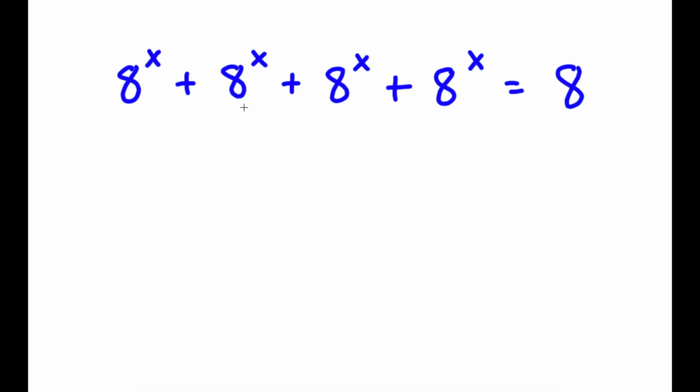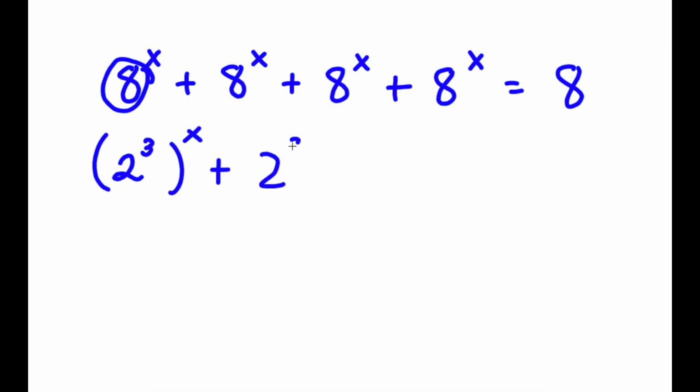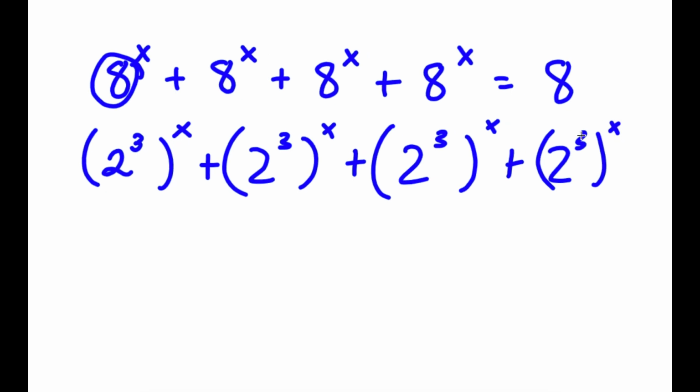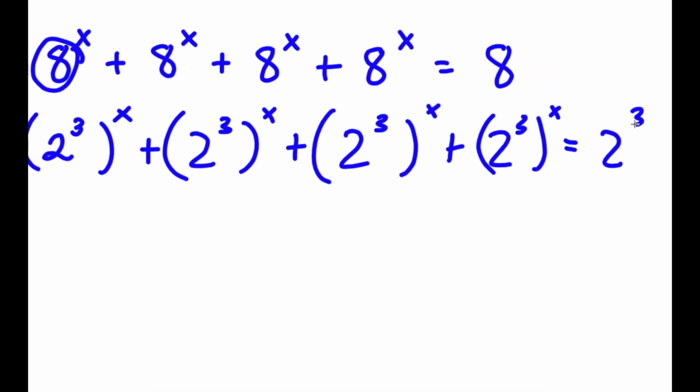Alright, so in this problem, I have a to the power of x plus a to the power of x plus a to the power of x plus a to the power of x is equal to 8. So to solve this, I'm going to first start by replacing 8 with 2 to the power of 3. So now I have 2 to the power of 3 to the power of x, four times, is equal to 2 to the power of 3.